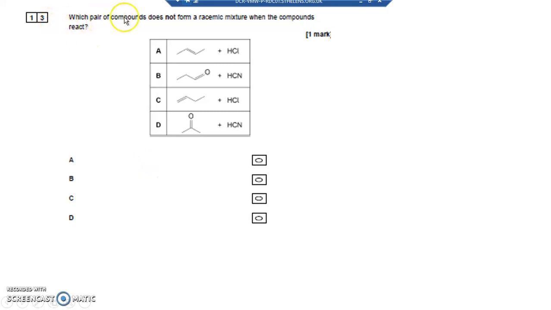Question 13. Which pair of compounds does not form a racemic mixture when the compounds react? So a racemic mixture has equal amounts, equal concentrations of both enantiomers. So if we've got equal amounts of both enantiomers, then we need a chiral carbon in there. That's a carbon that's got 4 different groups attached to form 2 different kinds of enantiomer.